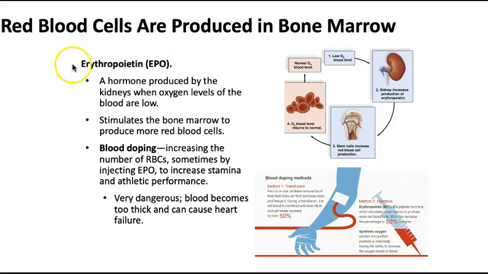This is erythropoietin, or EPO for short. This hormone is produced by the kidneys. We can see the kidneys here. And sometimes it is due to a response of low oxygen in our blood.